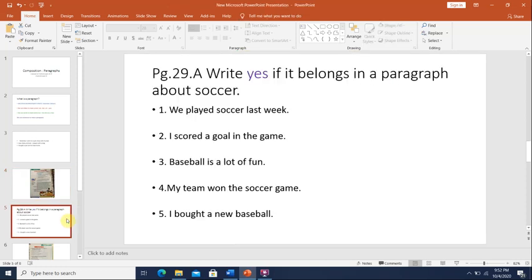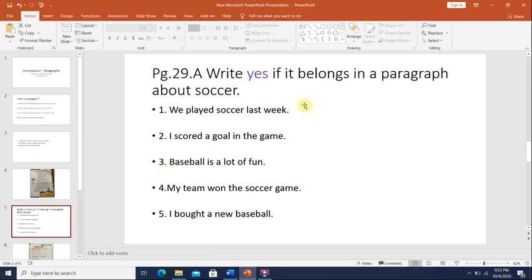So now if we go to page 29, question A, it says write yes if it belongs in a paragraph about soccer. Okay? So we'll be reading sentences. If this sentence talks about soccer, we will write yes. If it talks about something else, we will leave it. Soccer is a sport that many people like to play, but here you call it football. Okay? Number 1, we played soccer last week.